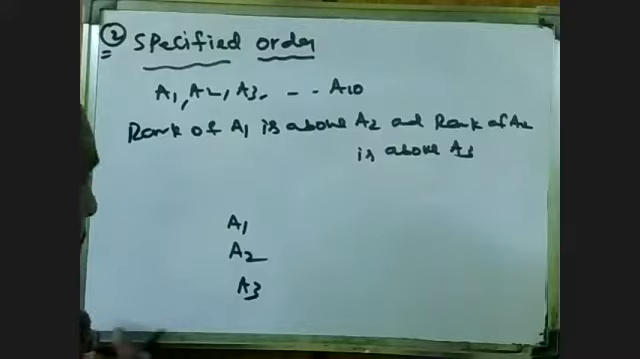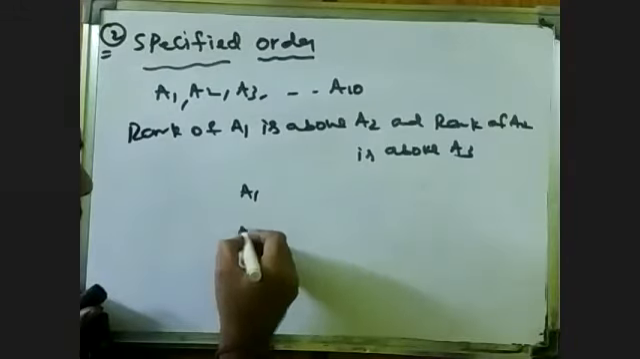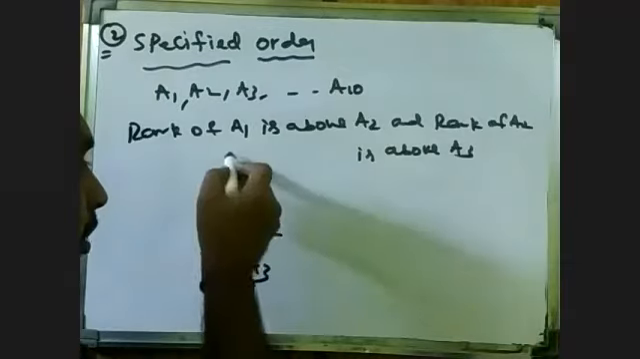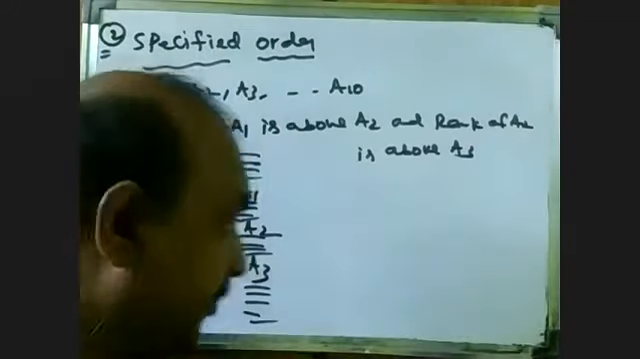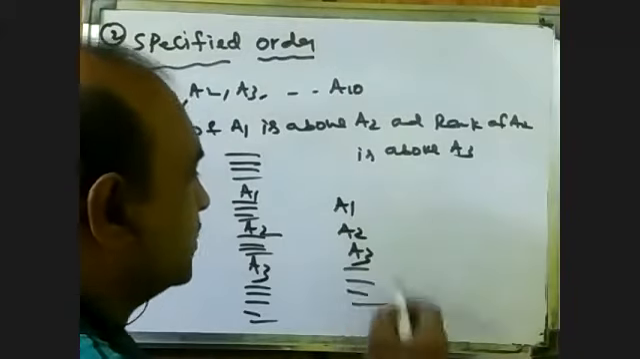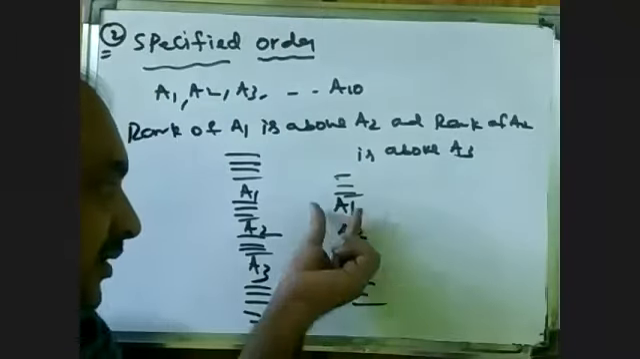That means there are 10 students here. The rank of A1 is above A2, and the rank of A2 is above A3. Above A1 there may be many students, in between A1 and A2 also many students, or in between A2 and A3 also many students, and below A3 also many students. No problem. They may also be successive, A1, A2, A3, together, with nothing in between.